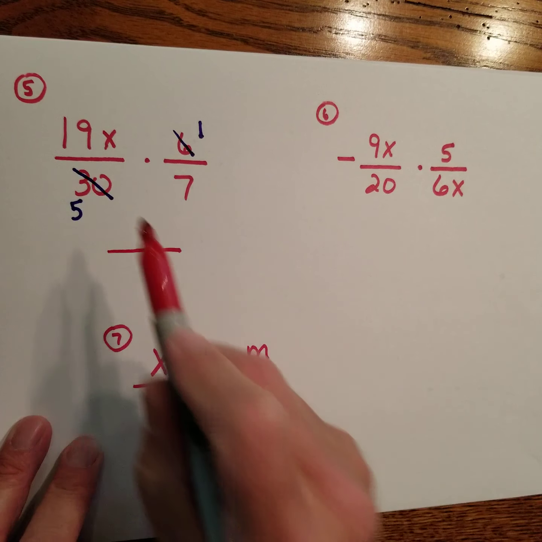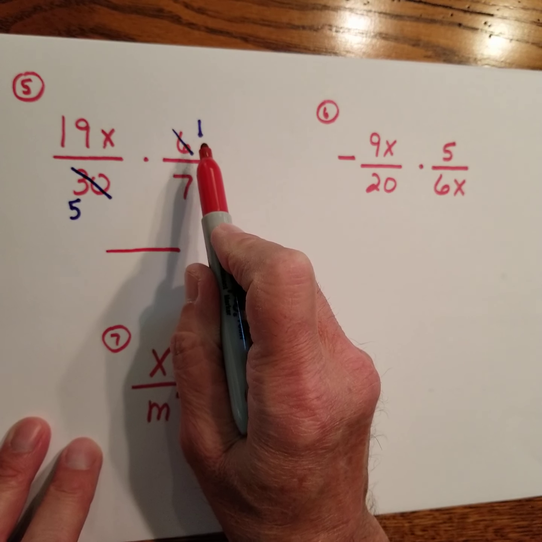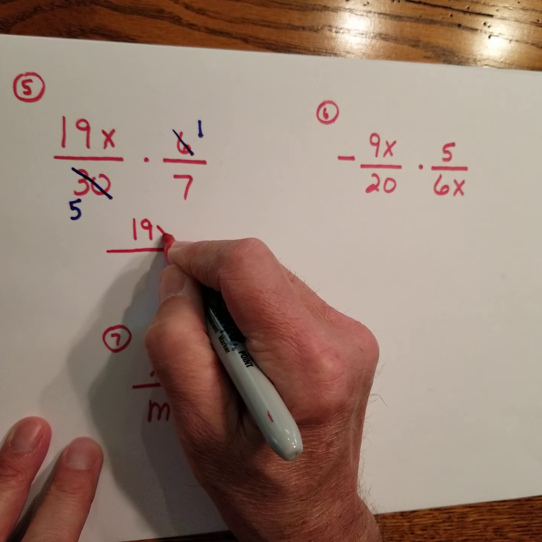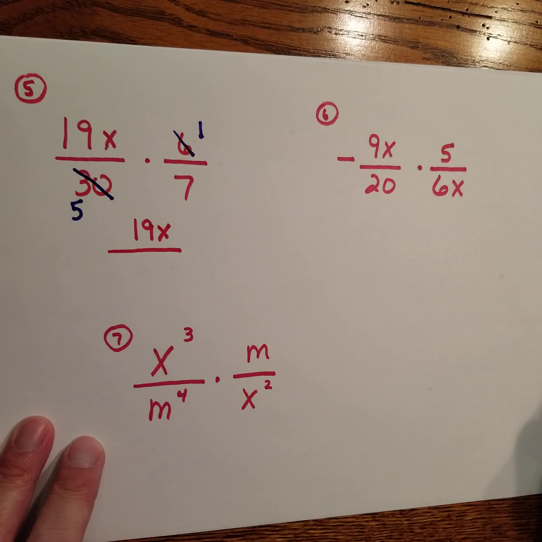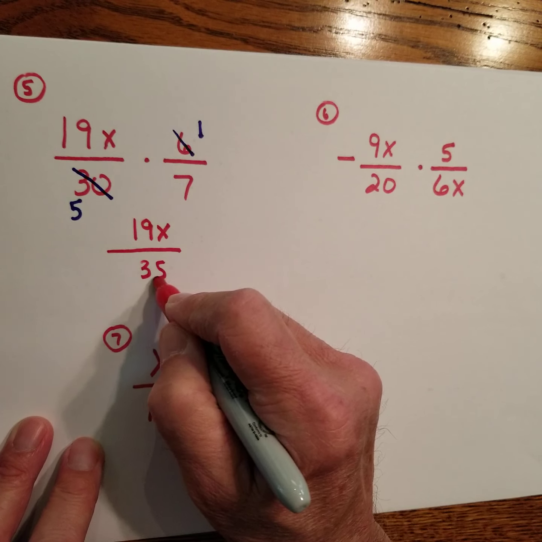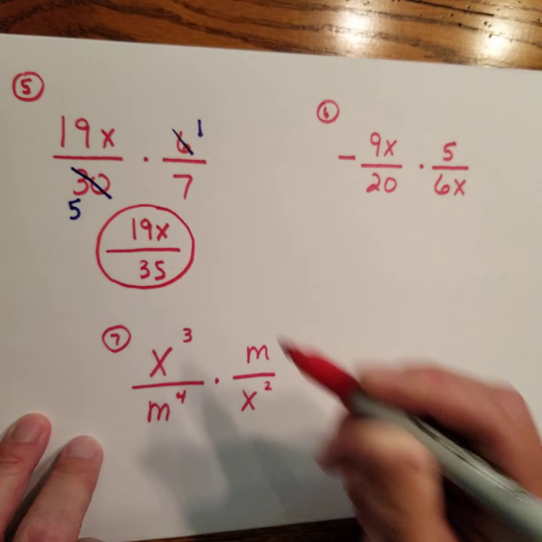In the top, 19 times x times 1. Now multiplying by 1 doesn't change anything. 19 times x times 1 is 19 times x. In the bottom, 5 times 7, that's 35. 19x over 35, that's a good final answer.